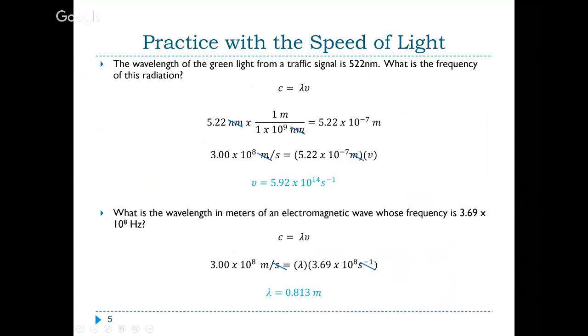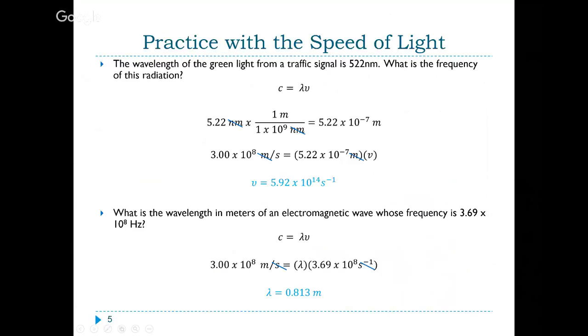So I was given nanometers, which means I need to convert. And I know that there are 1 times 10 to the 9th nanometers in every meter. So I do my dimensional analysis, 5.22 times 10 to the negative 7 meters. I plug that wavelength into the equation, divide it into the speed of light, and I calculate a frequency of 5.92 times 10 to the 14th inverse seconds.